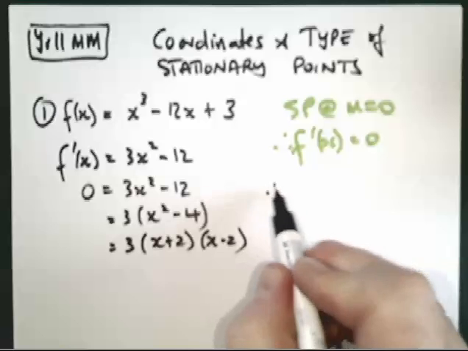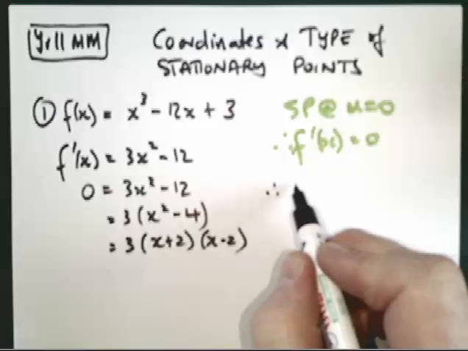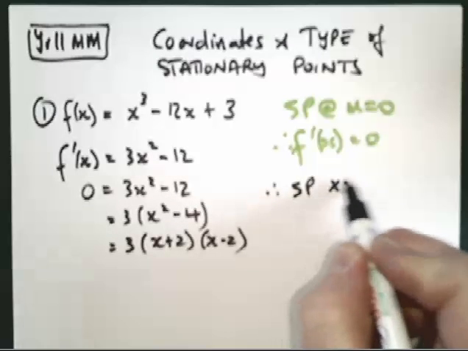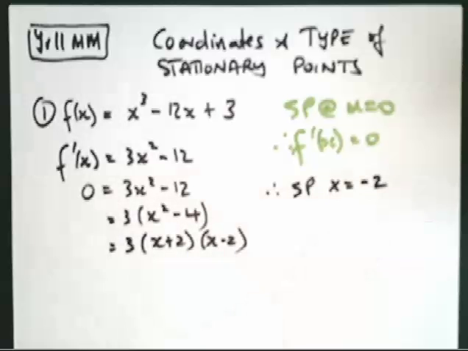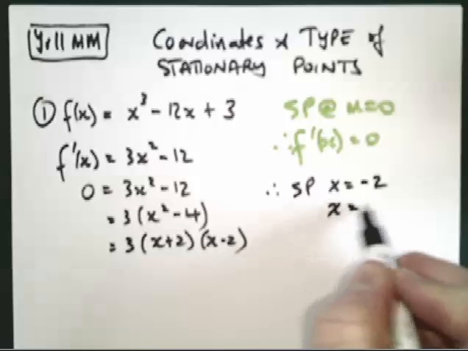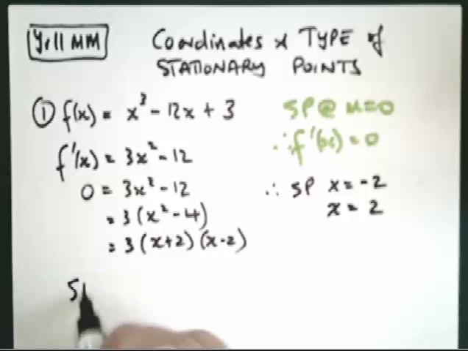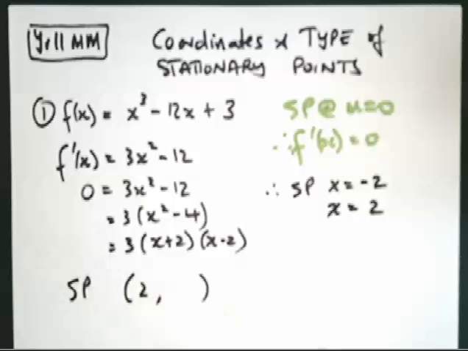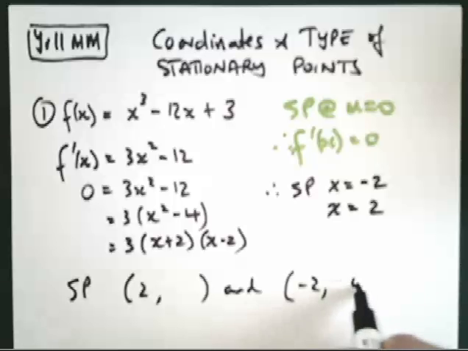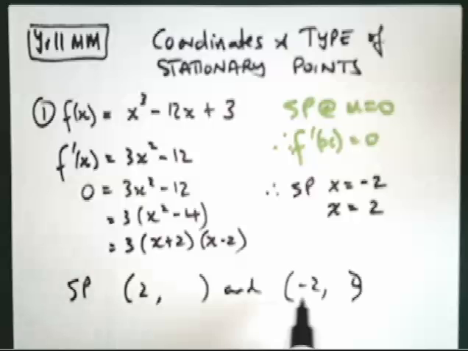Therefore, I have a stationary point at x equals −2, and I've got a stationary point at x equals positive 2. So, a stationary point at 2 and something, and −2 and something. To find that something, I need to sub 2 and −2 into my original.